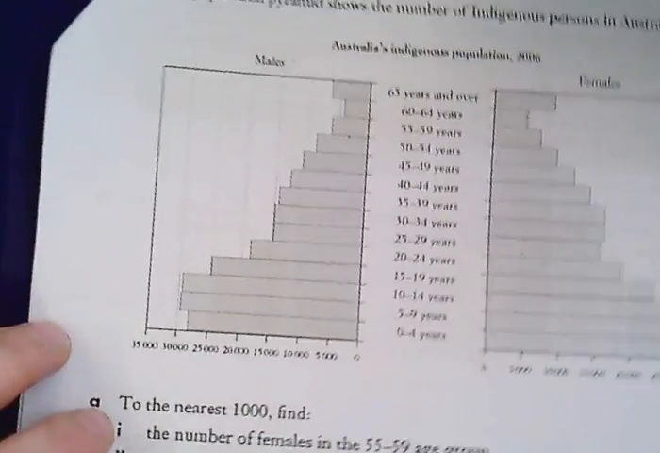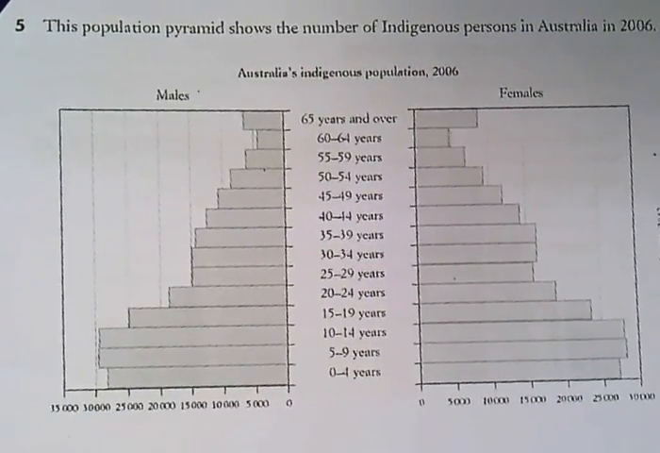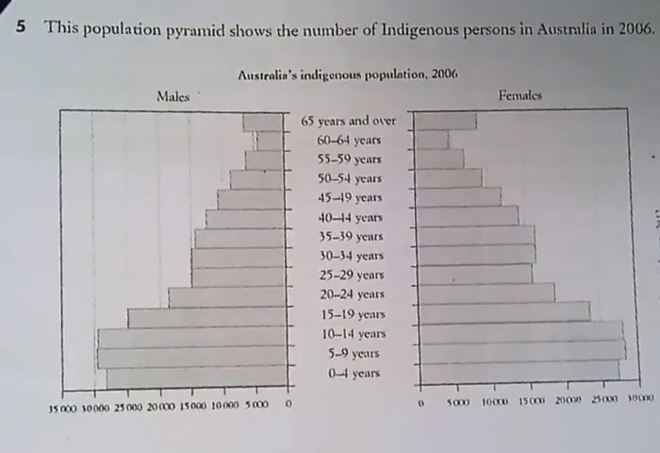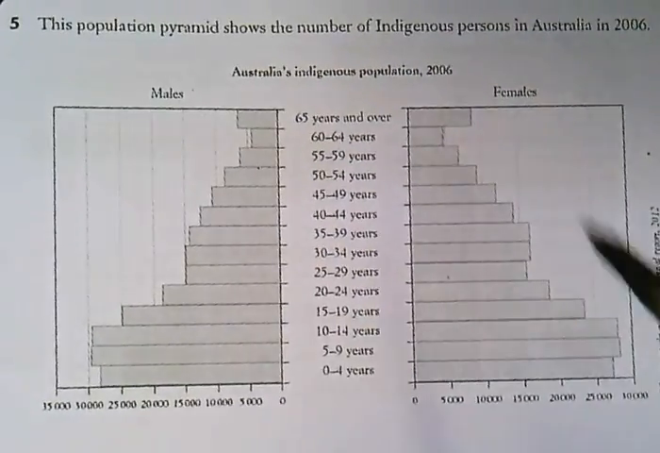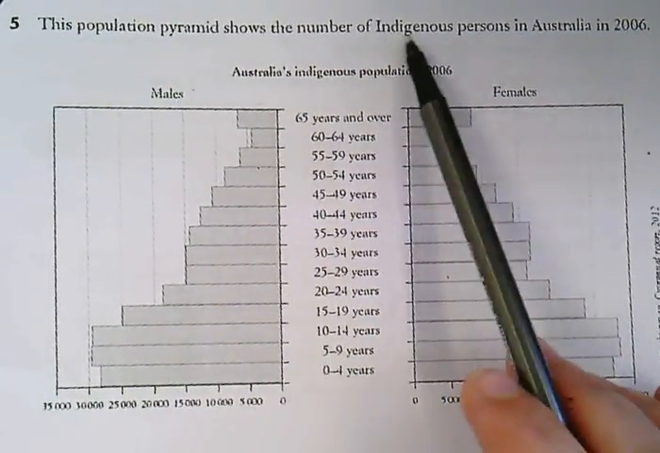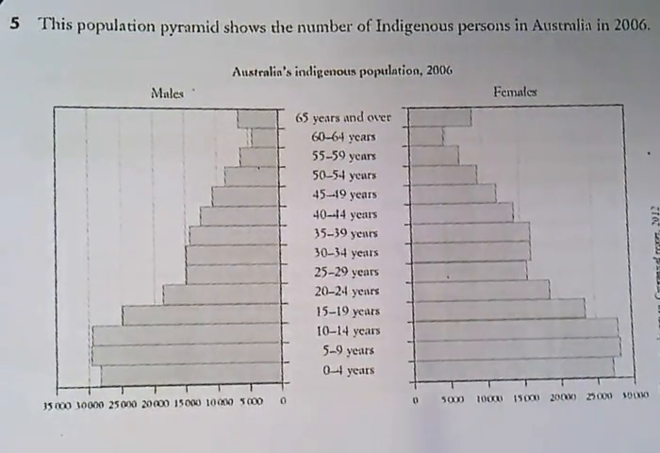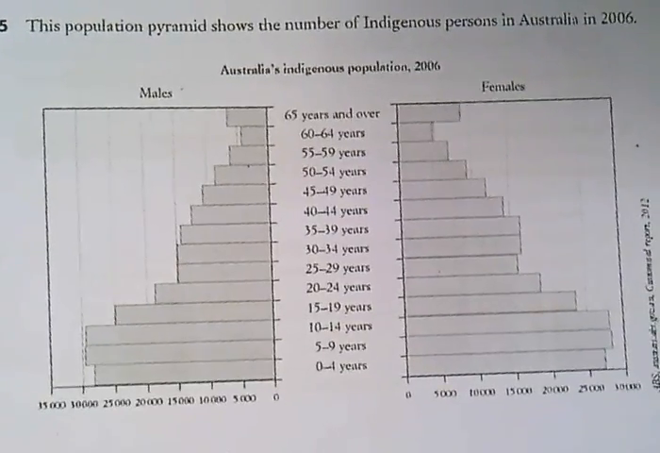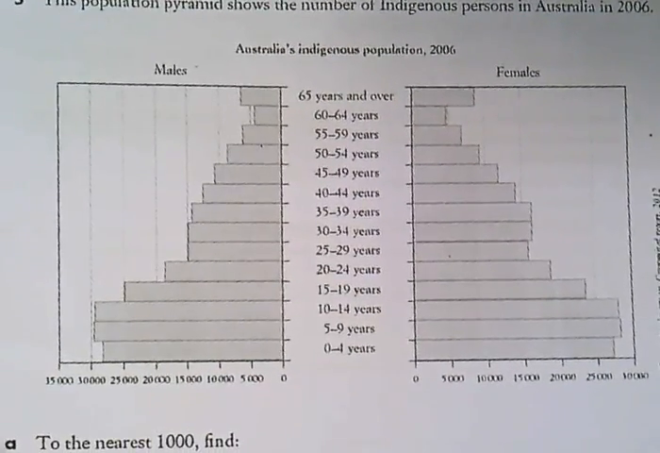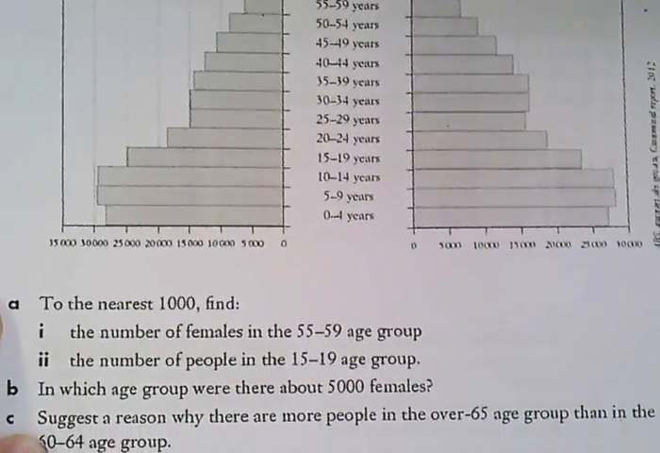This is exercise 408, multiple displays. We're just looking at question 5 here. This population pyramid shows the number of Indigenous persons in Australia in 2006. I think some people have already answered part A, question A, parts 1 and 2.